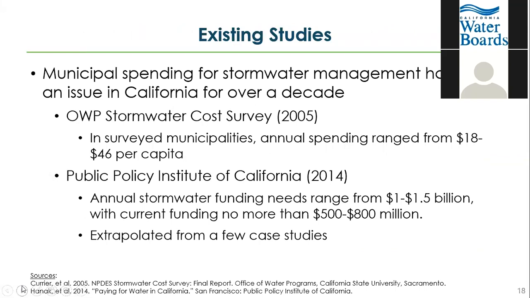But before we decided, we looked at some of the past work on municipal spending for stormwater management. This has been an issue in California for over a decade, since essentially the implementation of the Clean Water Act, of course. So in 2005, as I mentioned, at OWP, we published the Stormwater Cost Survey, and we surveyed 10 municipalities and found that annual spending ranged from $18 to $46 per capita. And we also had detailed line items about different types of spending. And then in 2014, as part of a report on paying for water, the Public Policy Institute of California estimated annual stormwater funding needs range from $1 to $1.5 billion, and the current funding was no more than $500 to $800 million. And this was based on some extrapolations from detailed reporting from a few particular communities. Next slide.